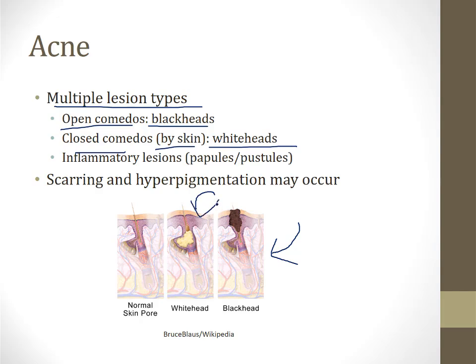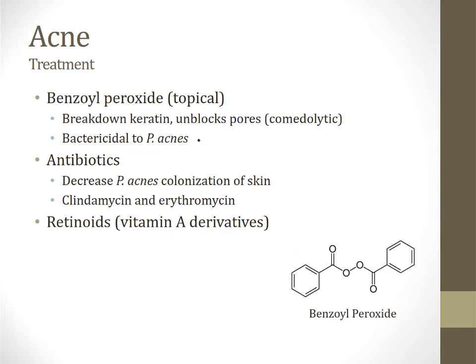You can also have lesions with pus inside of them, inflammatory lesions. These are sometimes called papules or pustules. And then these can rupture and burst, and that can lead to scarring and hyperpigmentation over time. There are a number of treatments for acne.